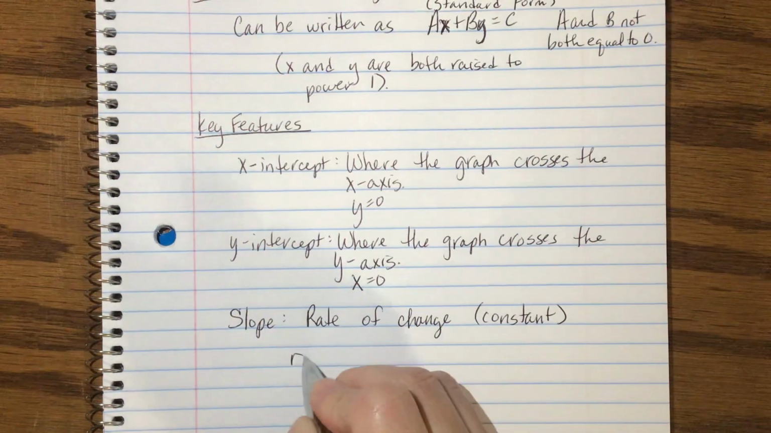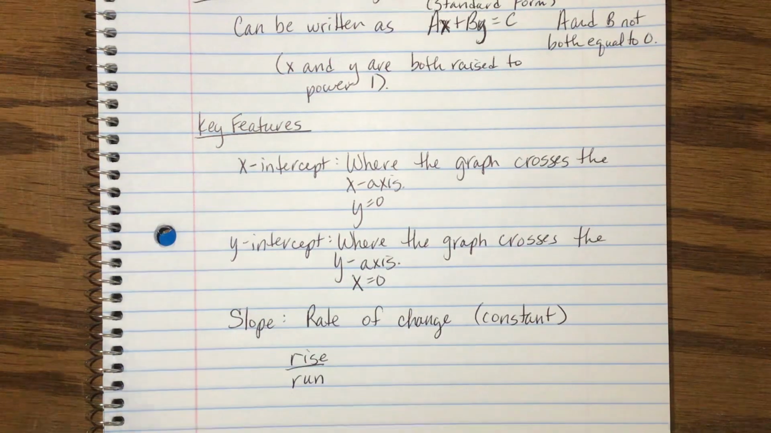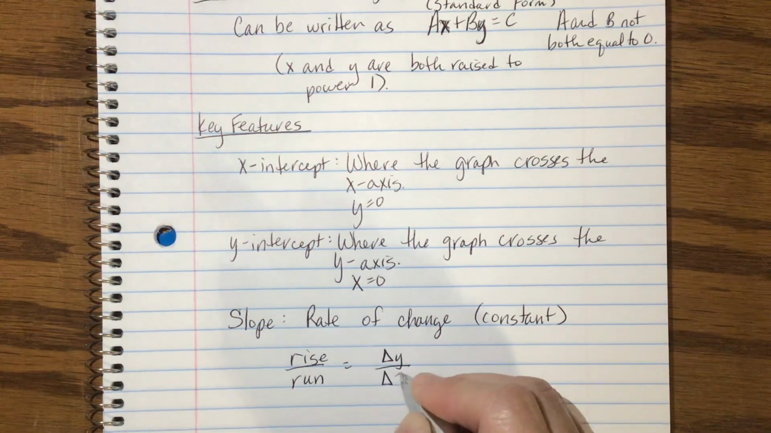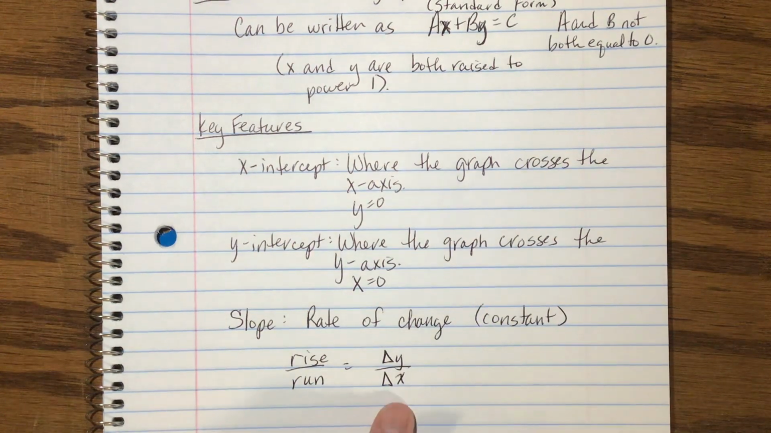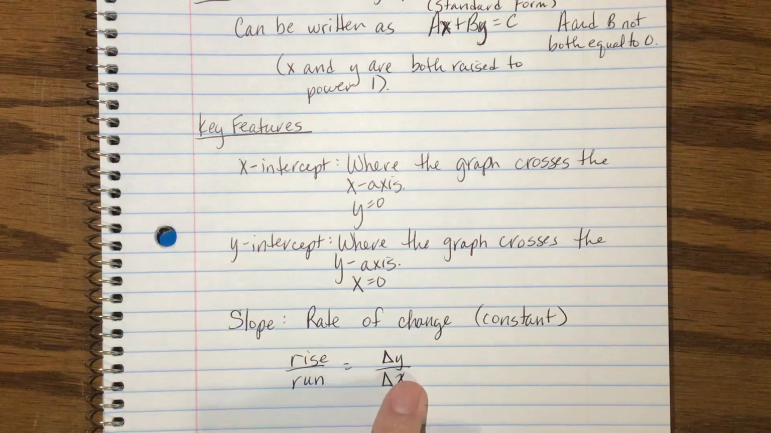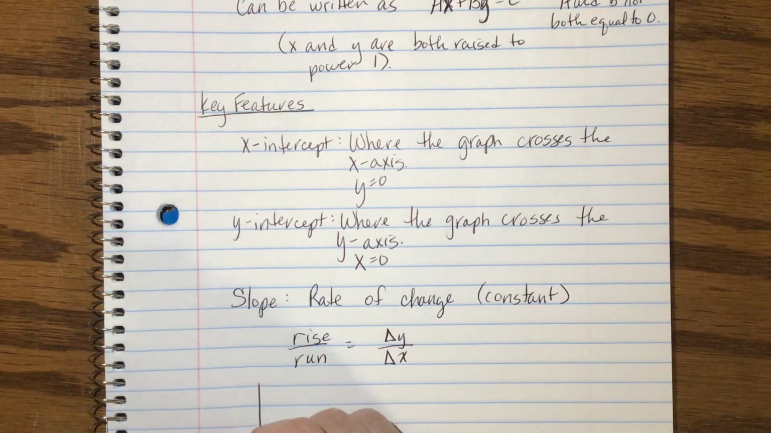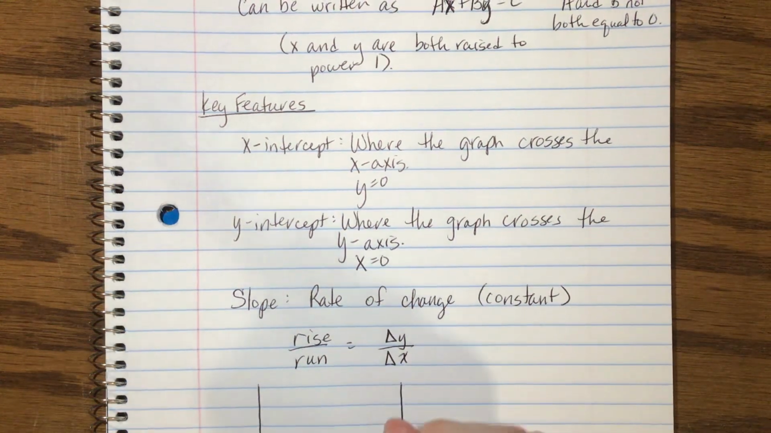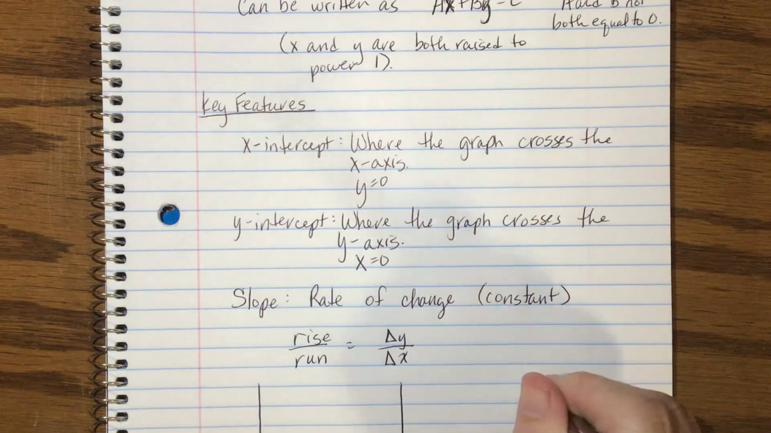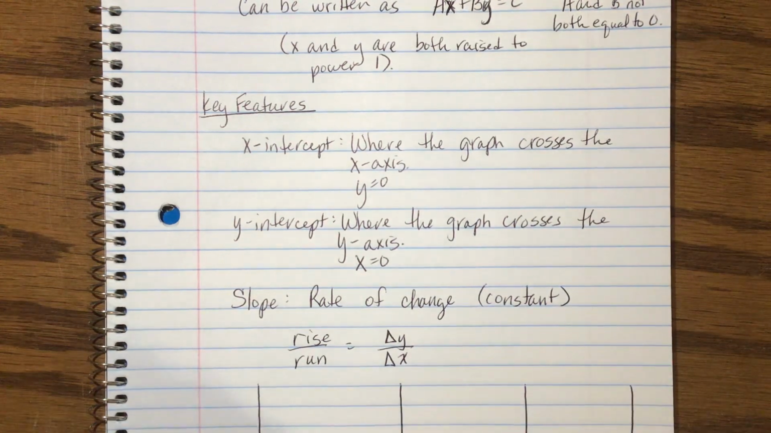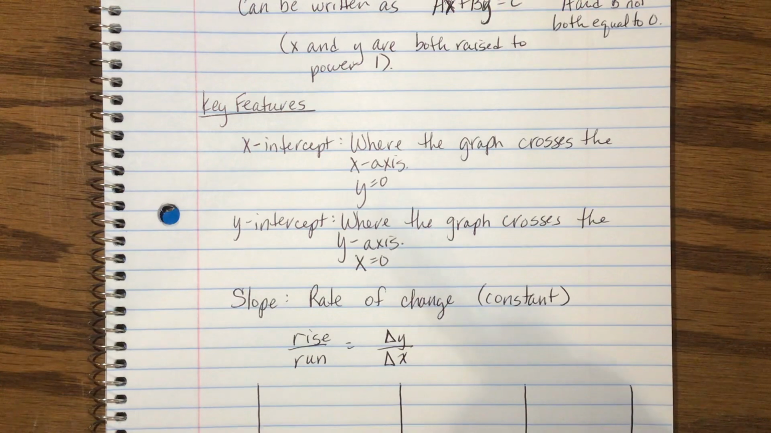So remember, our slope is rise over run, which we can also say change in y over change in x. Remember that notation from science? That delta means change in y over change in x. And our slope can be one of 4 types, categories. So I'm going to draw 4 quick little graphs here. It can be positive. It can be negative. It can be 0. And it can be undefined.